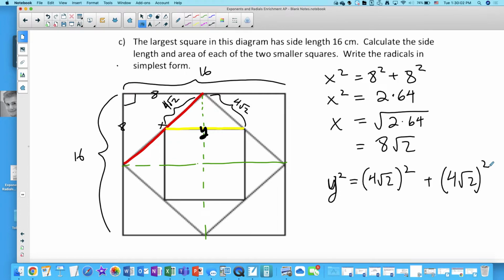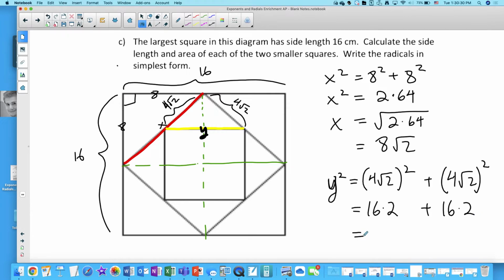Not quite. Almost 4 times 2. Would it be 16 times square root 4? It's 16 square root 4 or just 16 times 2. So this is going to be 16 times 2 plus 16 times 2, right? Because I'm squaring 4, which is 16. I'm squaring root 2, which is 2. And that is 32 plus 32 is 64.